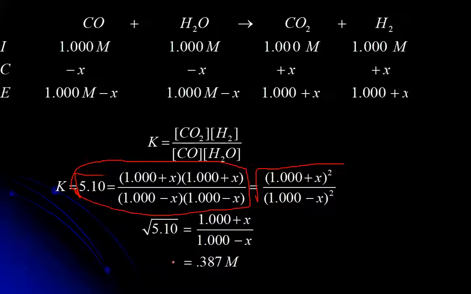So to get the actual equilibrium concentrations, this needs to be substituted into each of these terms in the E row. So the 1 molar for the carbon monoxide is actually going down by 0.387. So is the water going down by 0.387. The carbon dioxide is going up by 0.387, as is the hydrogen going up by 0.387. And then we'll see that on the next slide, I'm pretty sure.